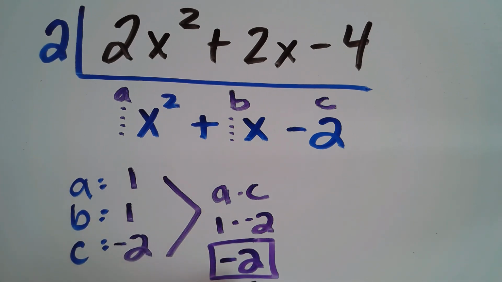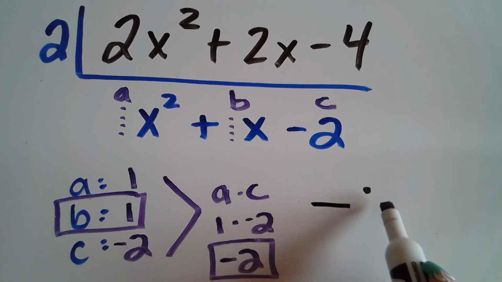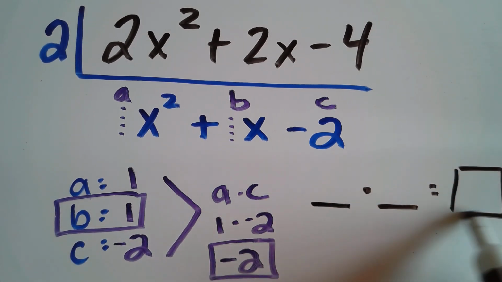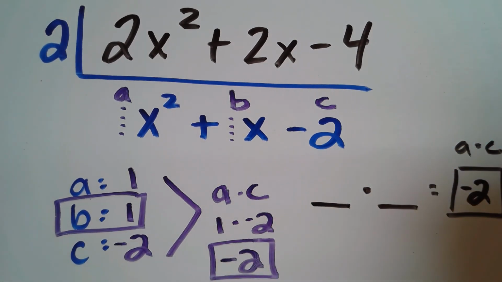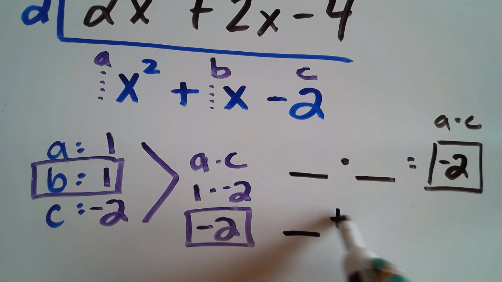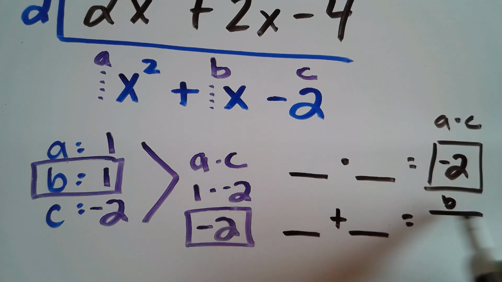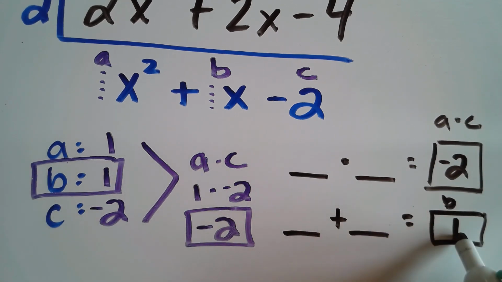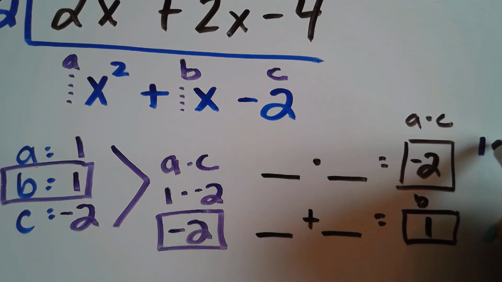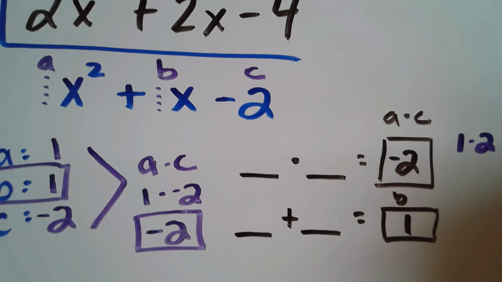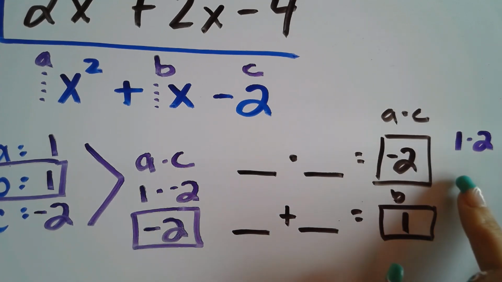So go ahead and identify your A times your C and identify your B, because that's going to bring us to our next step. Our next step is finding two numbers that multiply to our A times C, which is negative 2, and the same two numbers that add to give us our B, which is 1. All right, so let's start by figuring out what our factors of 2 are. I know that 1 times 2 gives us 2, and nothing else can multiply to give us 2.